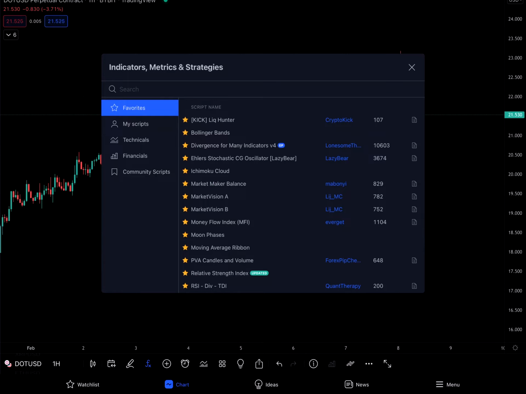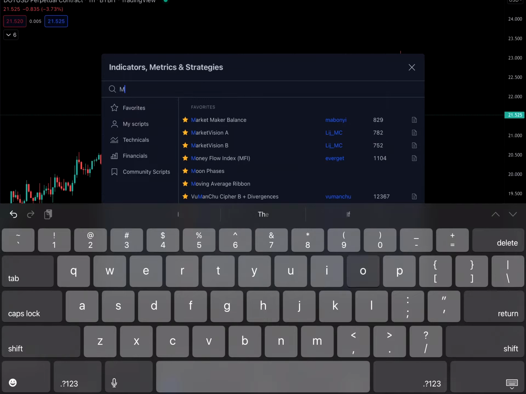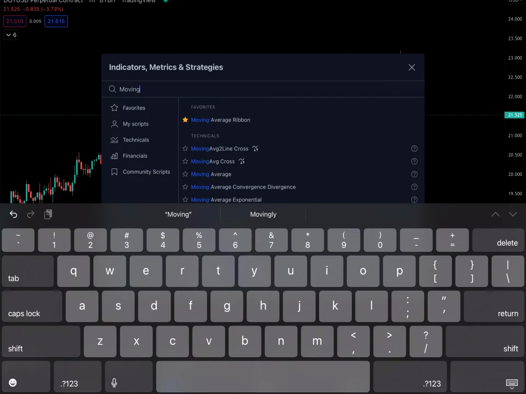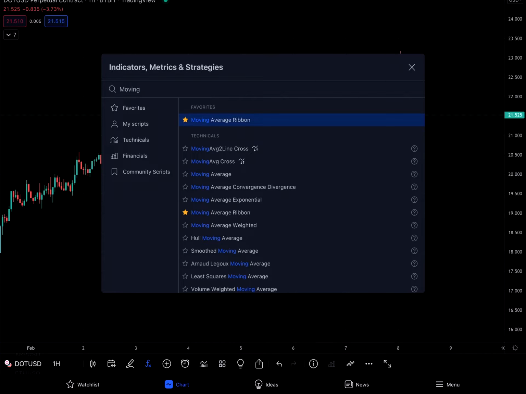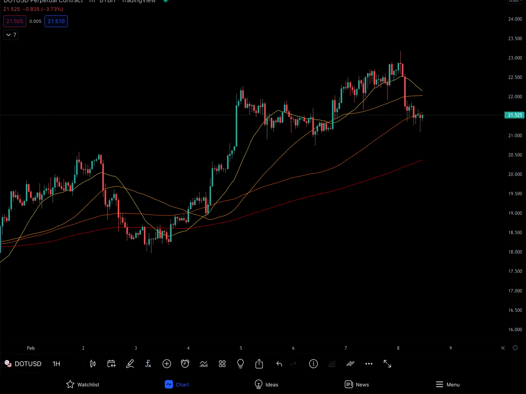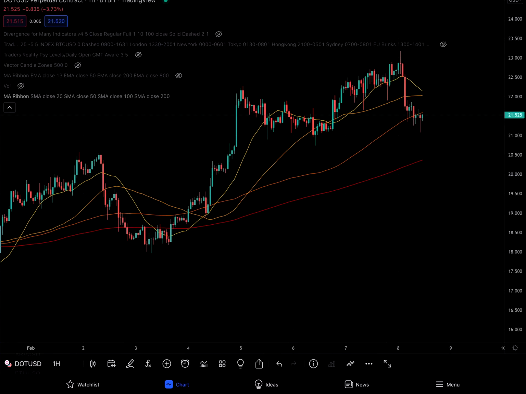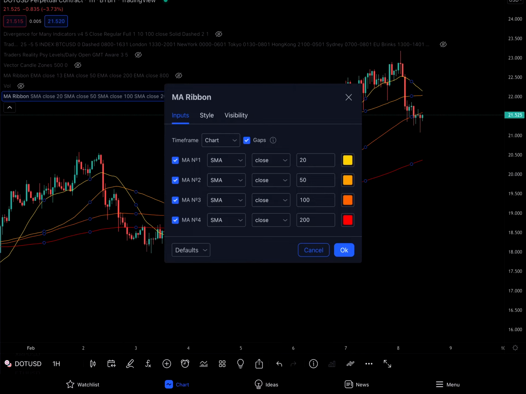Go into your indicators, metrics, and strategies, and one of the ones you want to look up is the moving average ribbon, that one there, and I have it favorited because that is going to give us a lot of moving averages with just one script. And you get this one set up the way I do it.